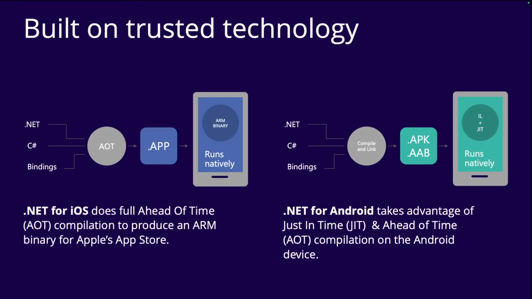iOS and Android and Mac all support full ahead of time compilation to take all of your C# code, compile it down into IL and through an LLVM compiler and optimizer for iOS, for example, that produces a native ARM binary.